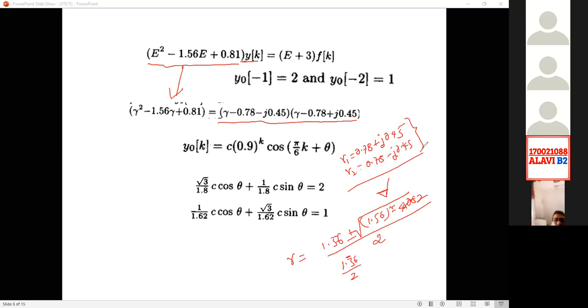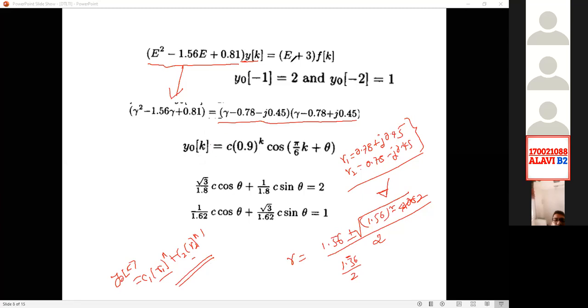Then if we have our two roots, you can directly put those two roots into that equation. So your y(k) is simply equal to C1 into gamma 1 to the power k plus C2 into gamma 2 to the power k. You put your gamma 1, gamma 2 there directly, you will obtain your y(k) and simplify it. Or you know the formula for a pair of complex roots, you can directly use this.